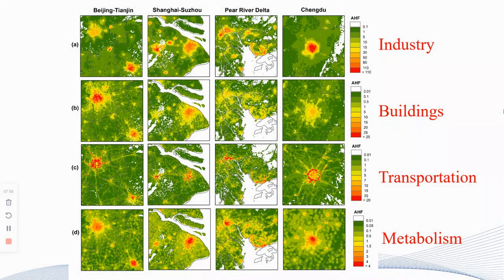So we choose some detailed results for Beijing-Tianjin region, and this is Yangtze River data, this is Pearl River data, and this is Chengdu. This is from different sources. If we take a look at the transportation, we can see in the urban centers, the main road generally has a higher HE emission.